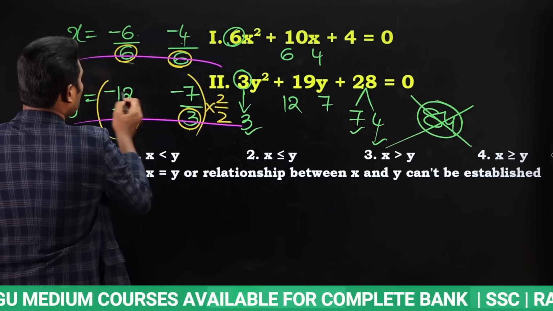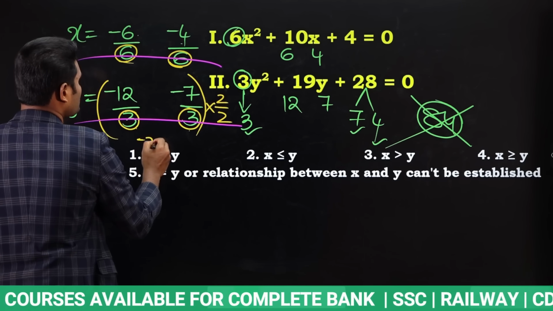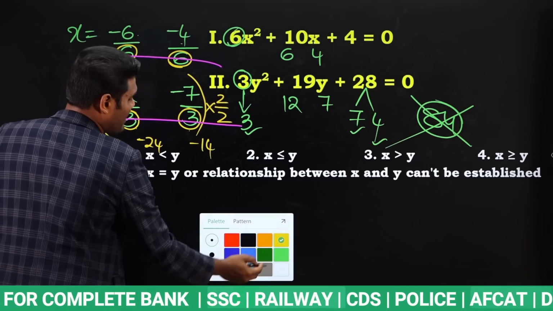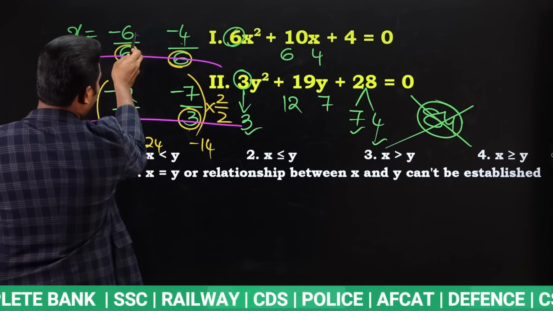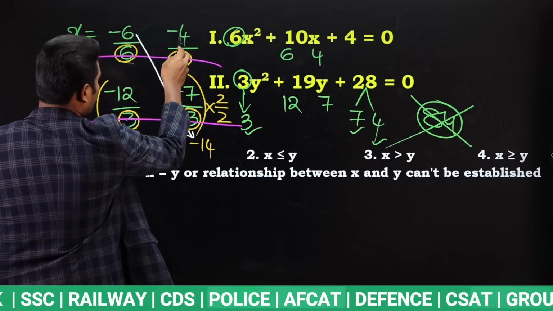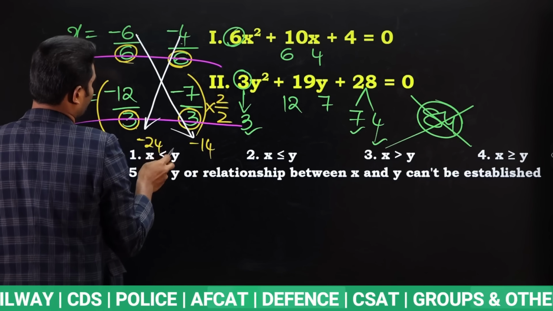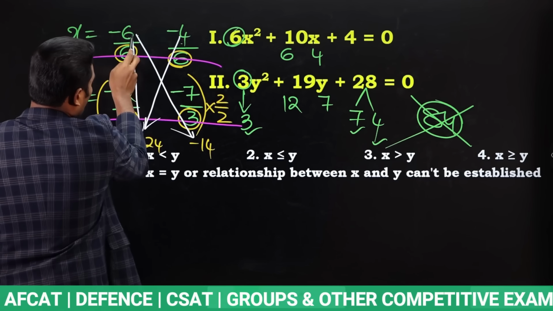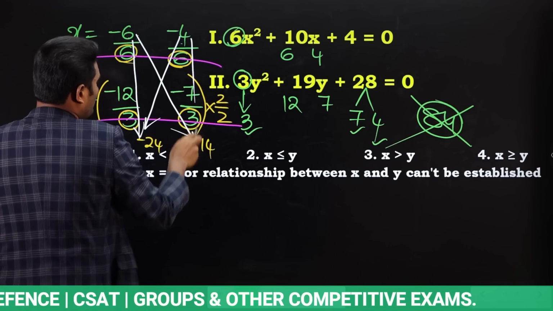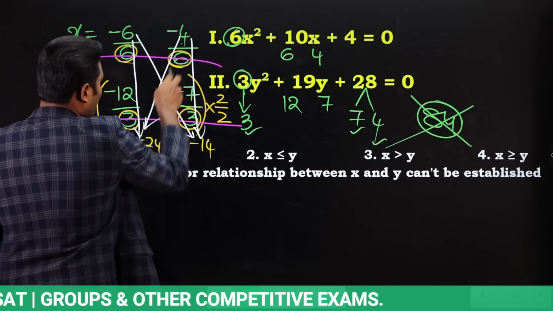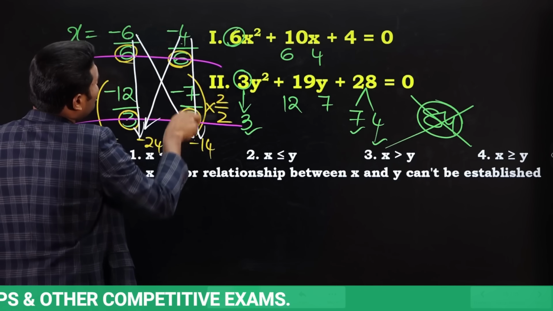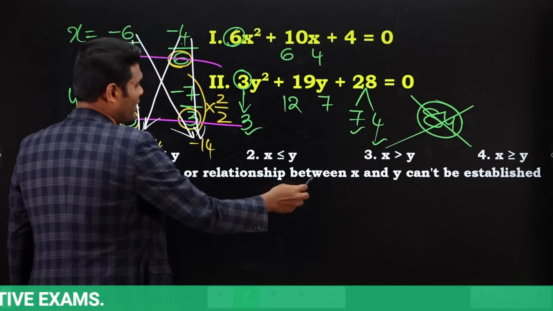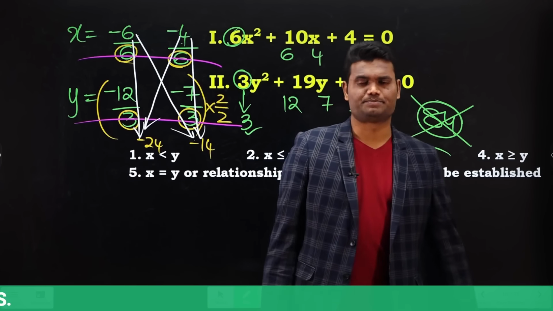Now compare: 2 times 12, this will be 24, so minus 24. 2 times 7 is 14, minus 14. Now to compare, this is minus 6 minus 14. This is minus 4 minus 24. Now when you compare these two, x value is greater. In all the comparisons, we came to know x value is greater than y. As x value is greater than y, option 3 is going to be the answer.